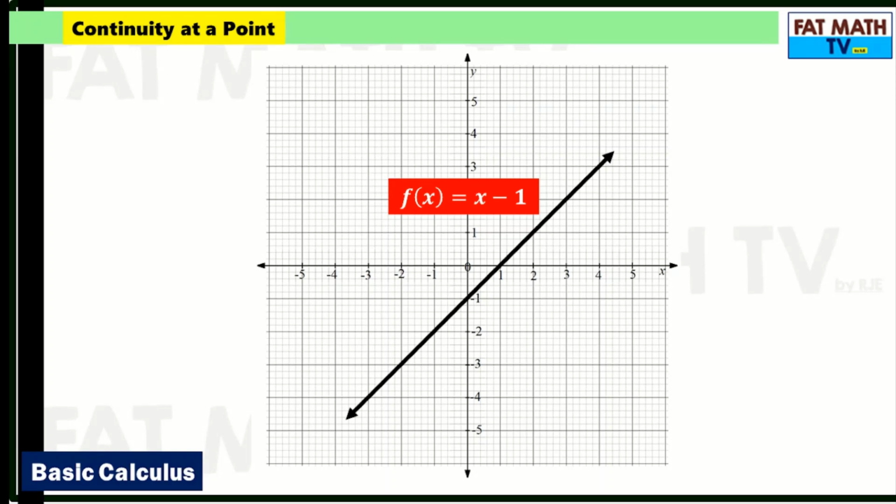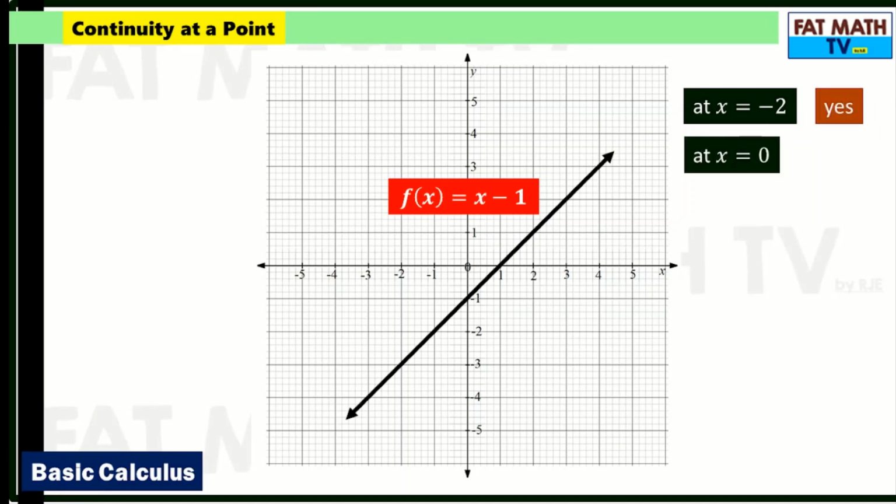Let's say, for example, given the graph of f of x equals x minus 1, is this function continuous at x equals negative 2? So where will you look? X equals negative 2 is here, so this part of the function. From the left of that, going to the right, are there any interruptions? No, you can just go smoothly. So this function is continuous at x equals negative 2.